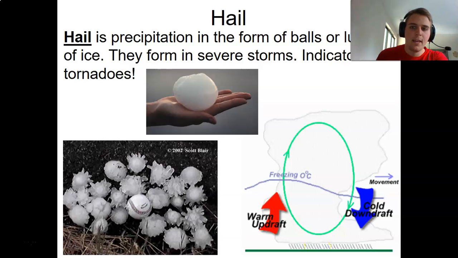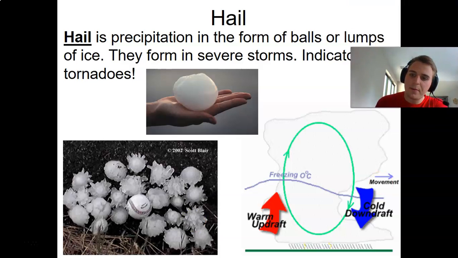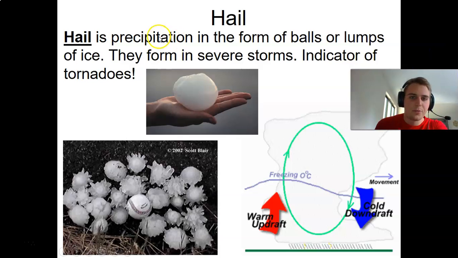So I do have a slide for it. Hail: precipitation in the form of balls, lumps of ice, they form in severe storms. This is an indicator of tornadoes because of exactly what I just said.